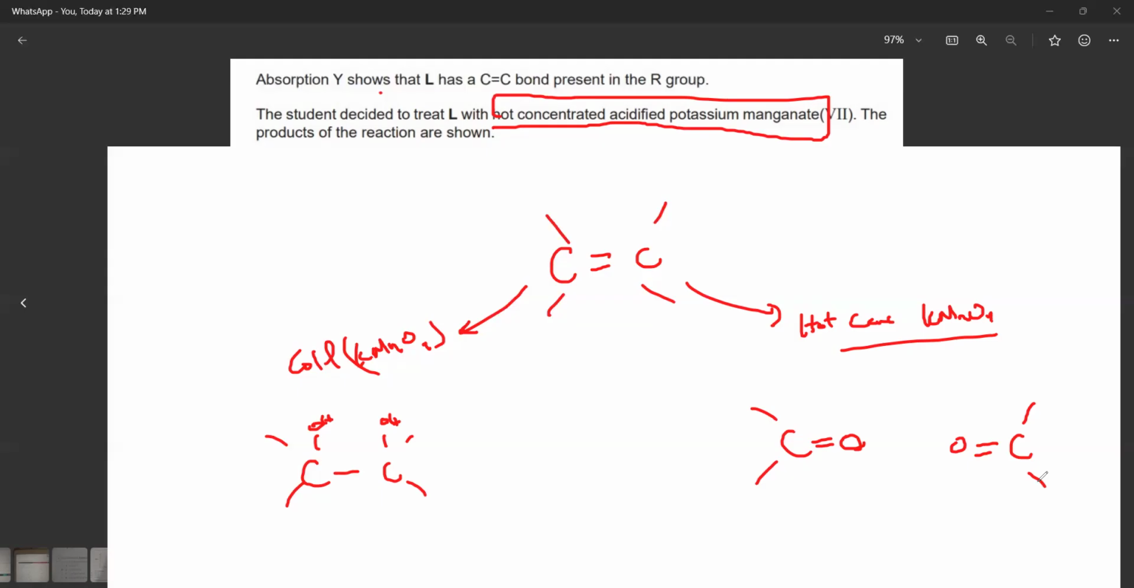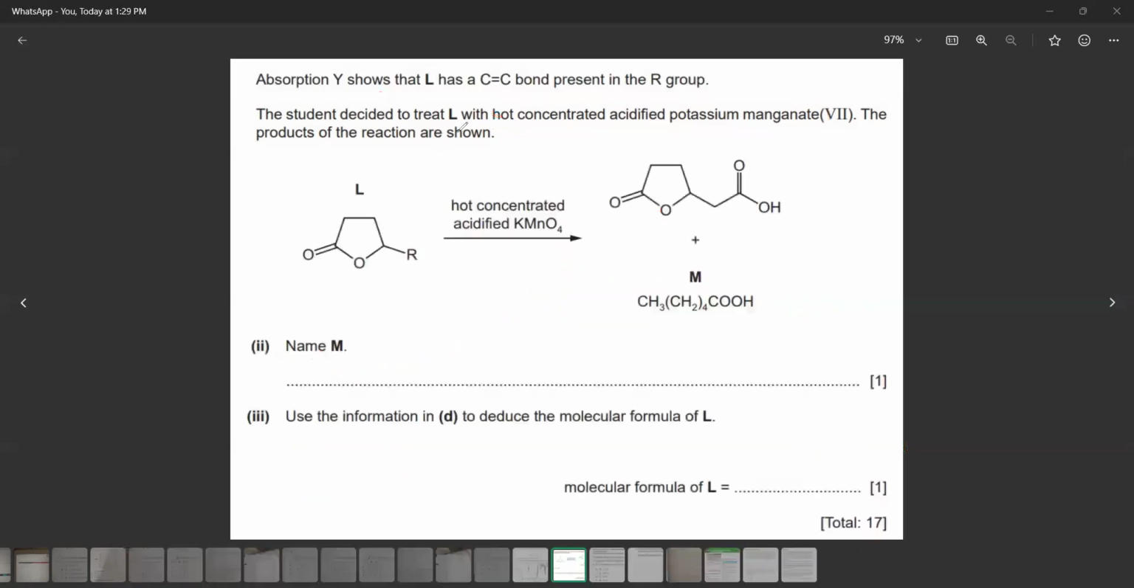If it turns into an aldehyde, the aldehyde is further oxidized to a carboxylic acid. If it is a ketone, no oxidation happens. So the ketone remains as it is, but the aldehyde will turn into a carboxylic acid. So they mention here that the student decided to treat L with hot concentrated potassium manganate. It means the carbon-carbon double bond will break and it will have C=O on both sides.